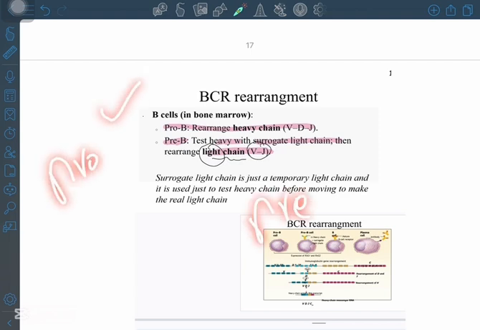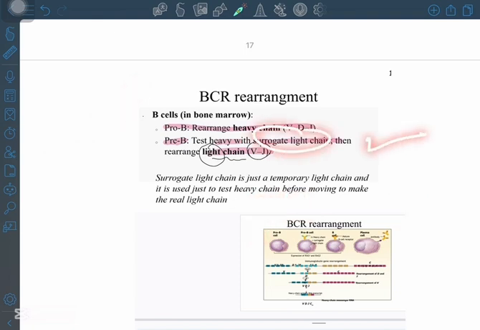Pre-B has the heavy chain, but it's testing what? It's testing the heavy with a surrogate light chain. If it passed this test, it's gonna change the surrogate light chain into what? Into a real light chain.